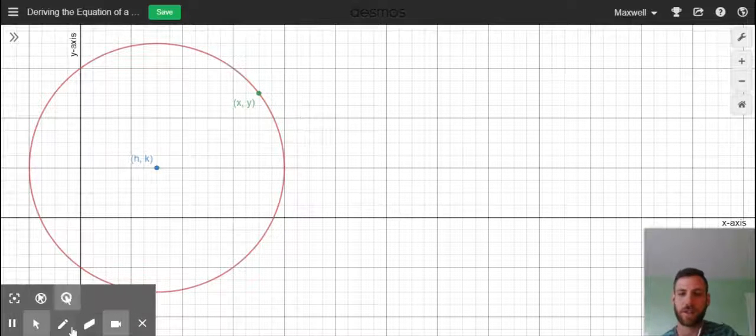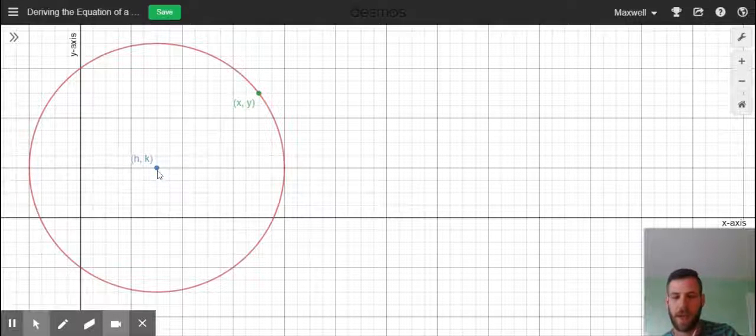We have a circle in red and its center is this blue point h comma k. We're just picking non-specific points right now. And we have one point on the circle, x comma y. I could have picked any other point on the circle, the one up here, or the one at the bottom, or right across the circle.